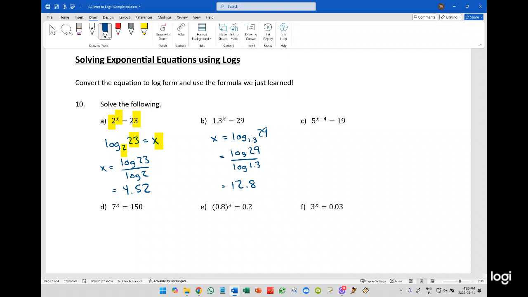For part C, we've got something just a little bit different. In this case, we have an exponent that's x minus 4 instead of just an x. But don't worry about that. Just look at the pattern in the others. The others were all the same thing, where the exponent is equal to the log of the answer over the log of the base, and then plug in the answer, the 19 in this case. So now we're not solving for x, we're solving for x minus 4, but then we'll just add 4 later on. So this becomes log of 19 divided by log of 5.